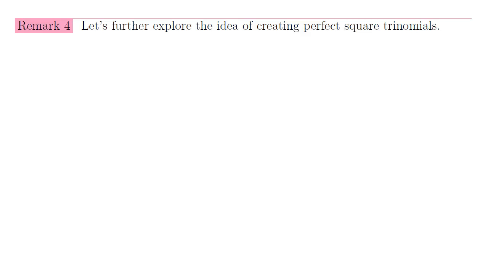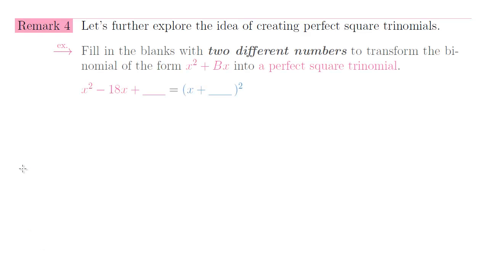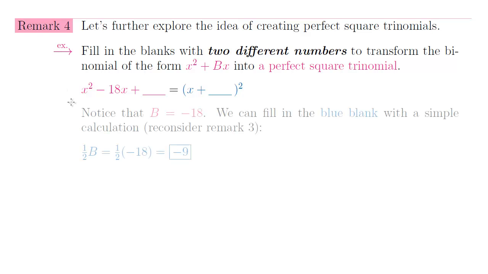Let's further explore the idea of creating perfect square trinomials. Example. Fill in the blanks with two different numbers to transform the binomial of the form x squared plus bx into a perfect square trinomial. In other words, a trinomial that factors as a binomial square. Here we look at x squared minus 18x plus blank equals x plus blank squared. We begin by noticing that b, our middle coefficient, is negative 18.